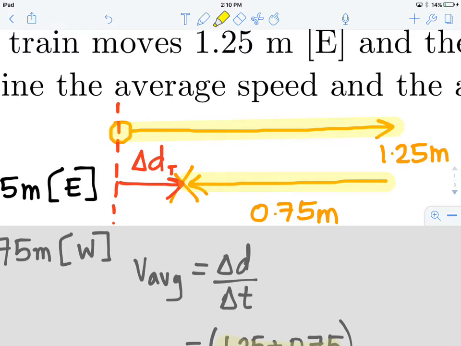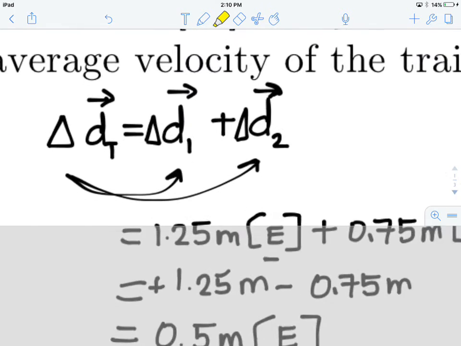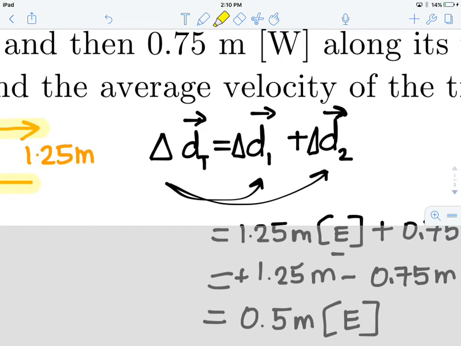And so what we end up with is this little bit in red, this delta D total, that's our overall displacement. So we need to find out what that is. Of course, how do you add two displacements? Well, we know that to add two displacements, we simply add these two vectors. So delta D total is equal to displacement 1 plus displacement 2.